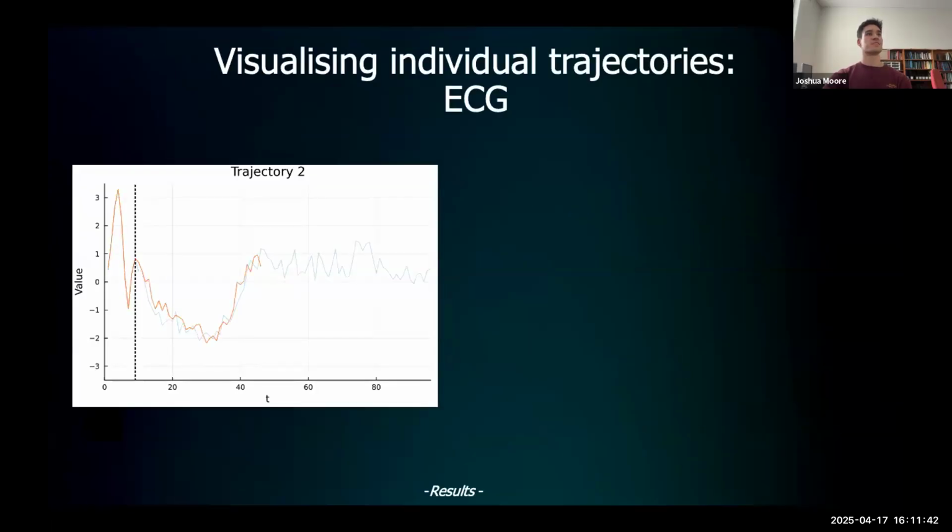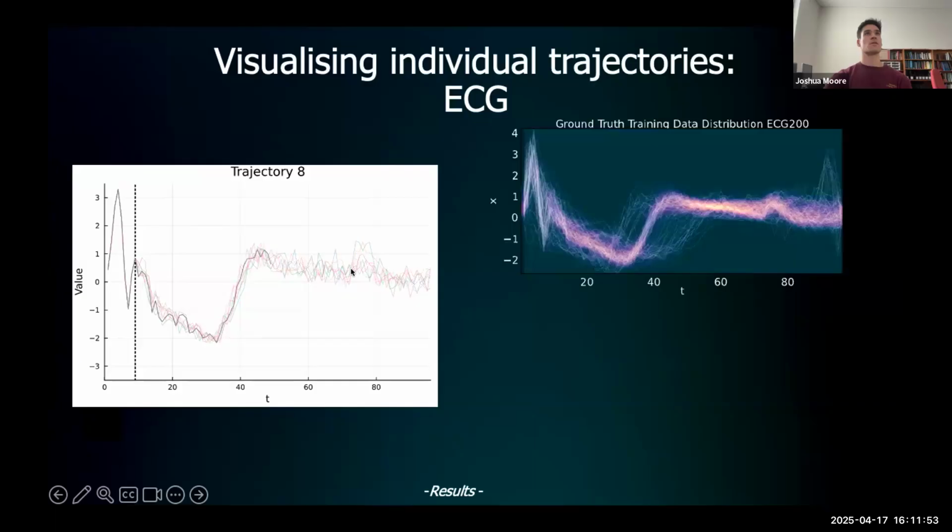And so here's some more trajectories. This is for ECG. And what's pretty cool is that it's able to capture this secondary T wave in the ECG as well, which is kind of neat.